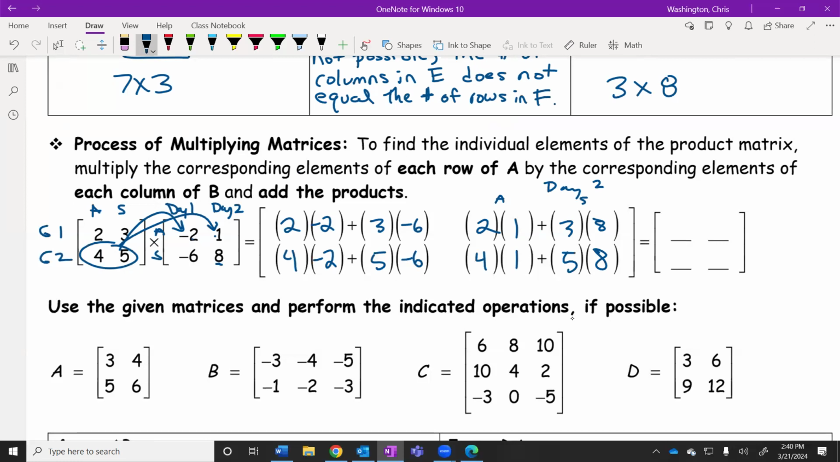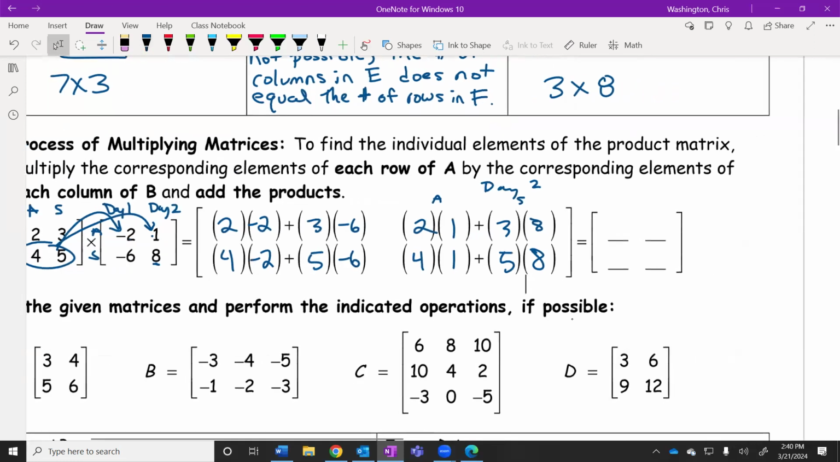You can take some time to add these in your calculator if you want. I'm just going to go ahead and tell you what they equal. We get -4 plus -18, which is -22, for our first element in the first row, first column. 2 times 1 is 2, 3 times 8 is 24. We add 2 and 24, we get 26. 4 times -2 is -8, 5 times -6 is -30. -8 and -30 is -38. 4 times 1 is 4, 5 times 8 is 40. 4 plus 40 is 44.